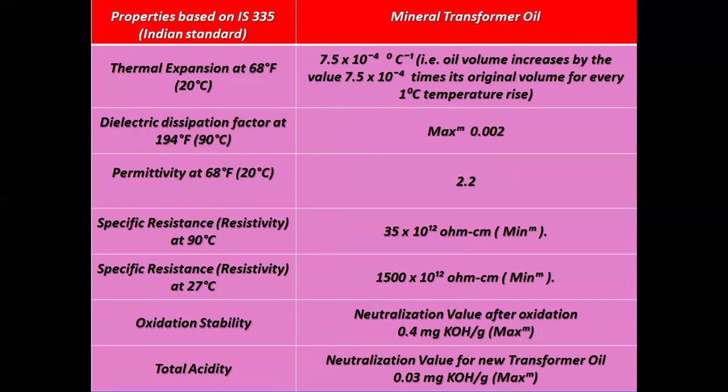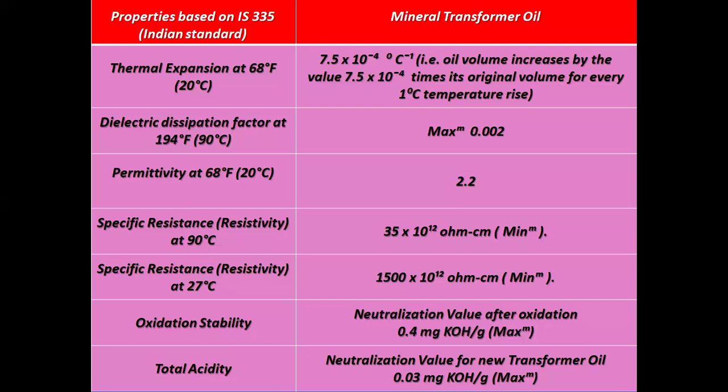Thermal expansion at 68 degree Fahrenheit, at 20 degrees centigrade, 7.5 into 10 to the power minus 4 per degree centigrade. That is, oil volume increases by 7.5 into 10 to the power minus 4 times its original volume for every 1 degree centigrade temperature rise. Dielectric dissipation factor at 194 degree Fahrenheit, that is 90 degrees centigrade, maximum 0.002. Permittivity at 68 degree Fahrenheit, that is 20 degrees centigrade, 2.2.